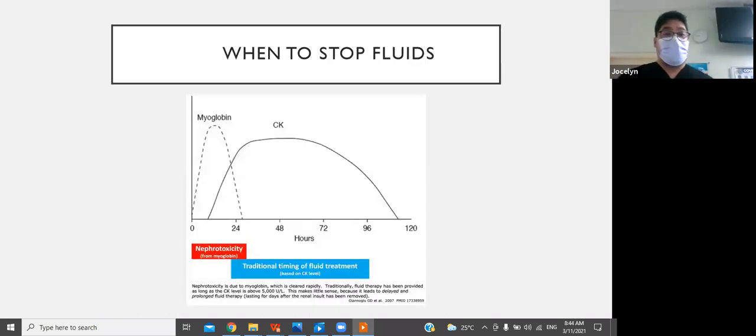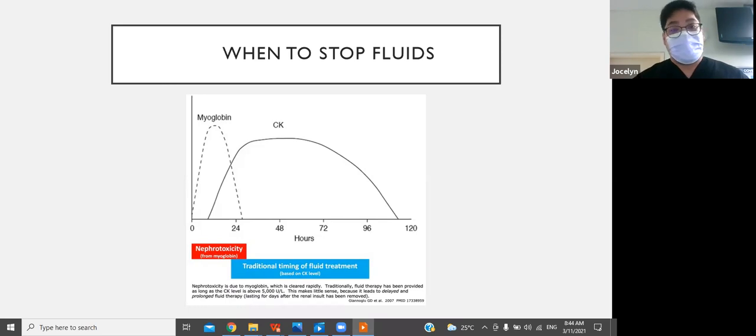Okay, when to stop the fluids? As you all know, I mentioned before, myoglobin is nephrotoxic, not the CK. Myoglobin is from 0 hours only up to 24 hours, sometimes we give, whereas the CK is from 2 to 4 hours up until 36 hours. Usually they will give fluids until the CK is going down.